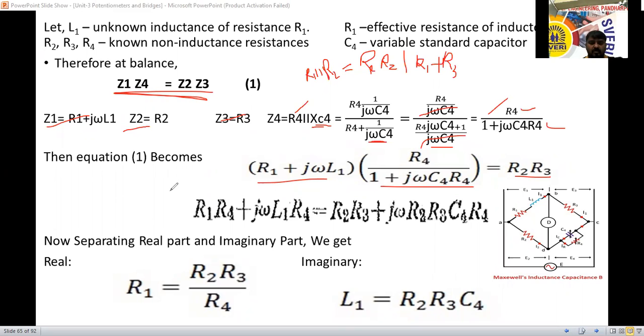So R1 into R4, we can write like this. R1 into R4 divided by 1 plus J omega C4 R4, we can write like that. Second one, J omega L1 into R4 also we can write like this. This complete term is there. You send it to the RHS side. This complete term will be multiplied there on the other side.